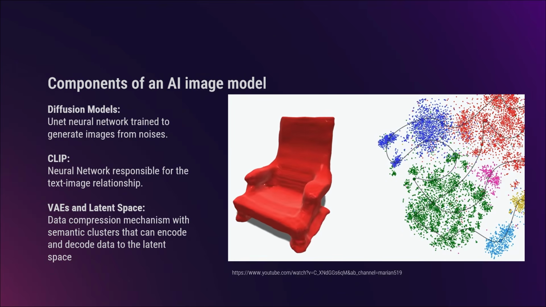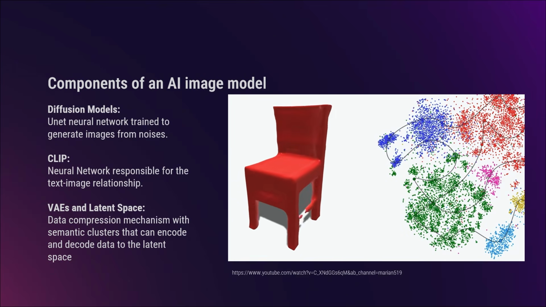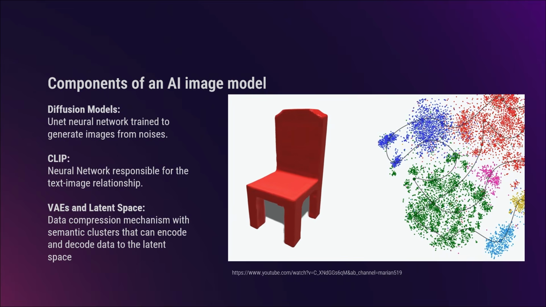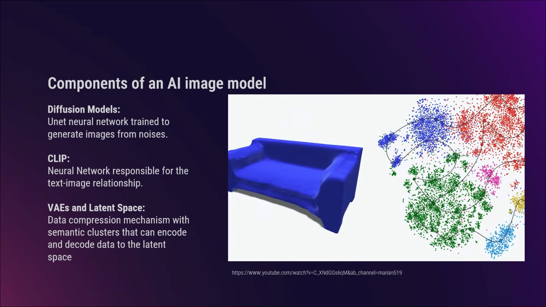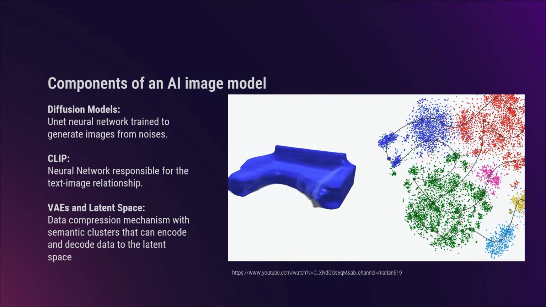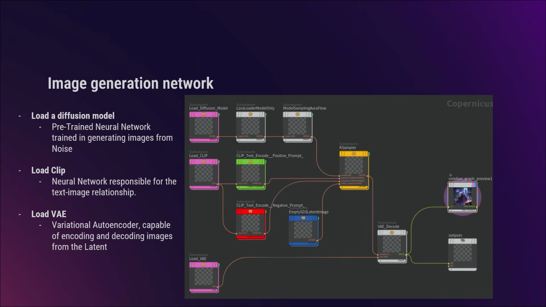Basically, this technology allows us to process large amounts of data very fast. The idea is that if you're processing pixel space, it's very hard to compute and takes a lot of time. But if you're processing things in the latent space, it's very fast.